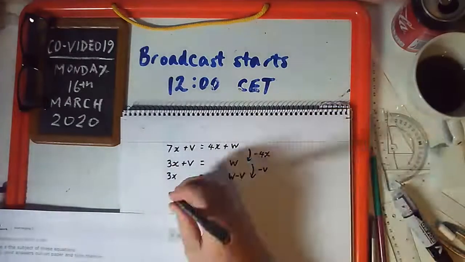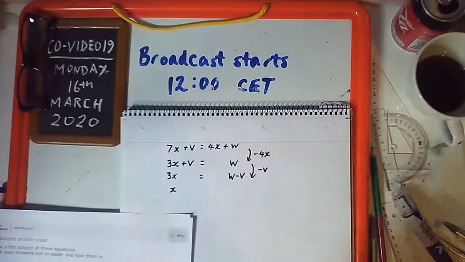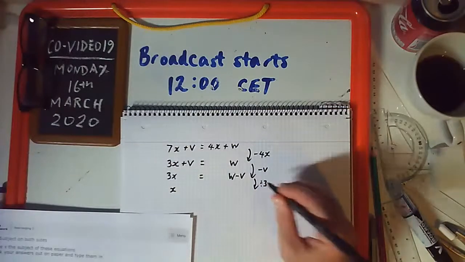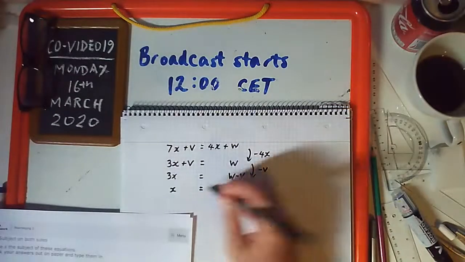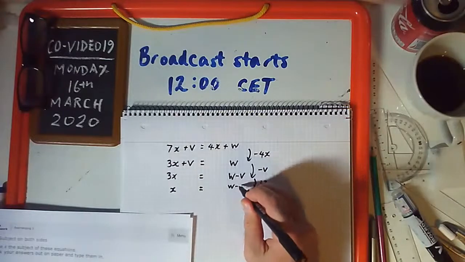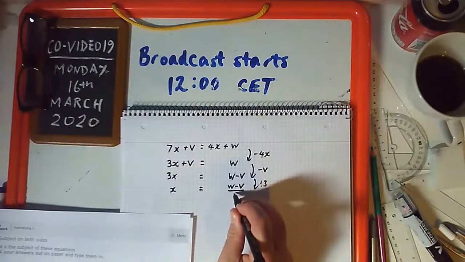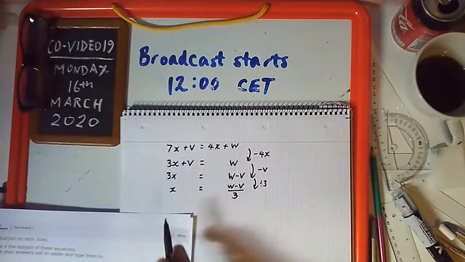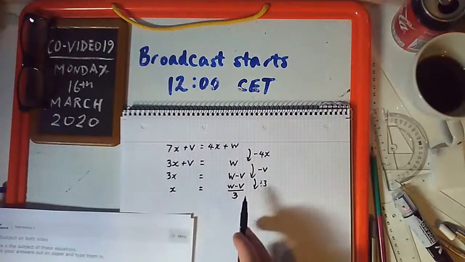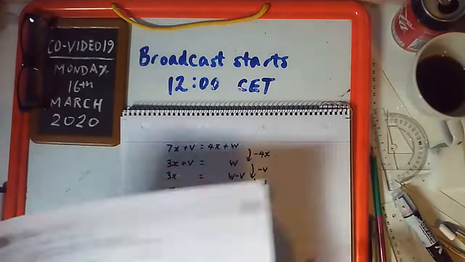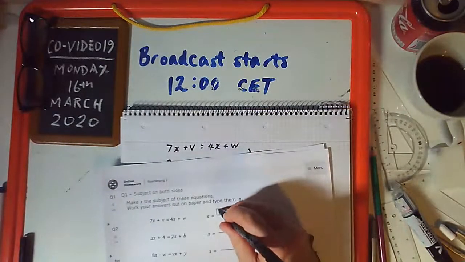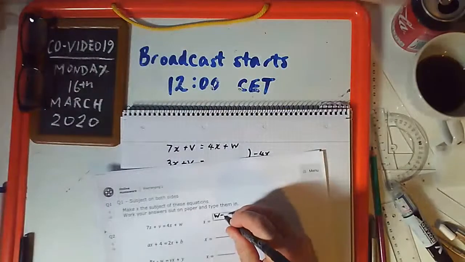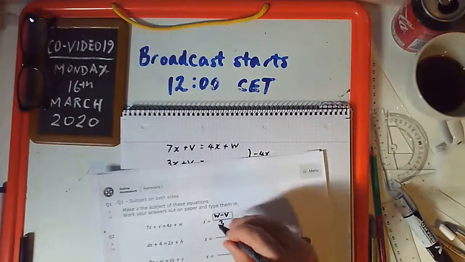I don't want to know what 3x's are. I want to know what 1x is on its own. So I'm going to divide it by 3. But because an equation is like a balance, I need to do exactly the same thing to both sides. So I divide the other side by 3 as well. So I get x equals w minus v divided by 3.